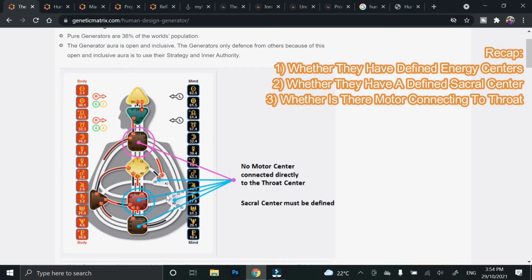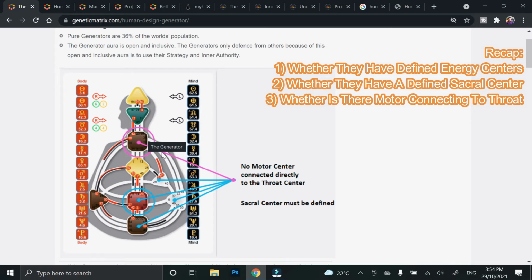And number two, whether any of these motors have a connection to the throat. So if there's a motor connection to the throat or not is another criterion to help you see whether they belong to the generators, the manifesting generators, the manifestors or even the projectors.